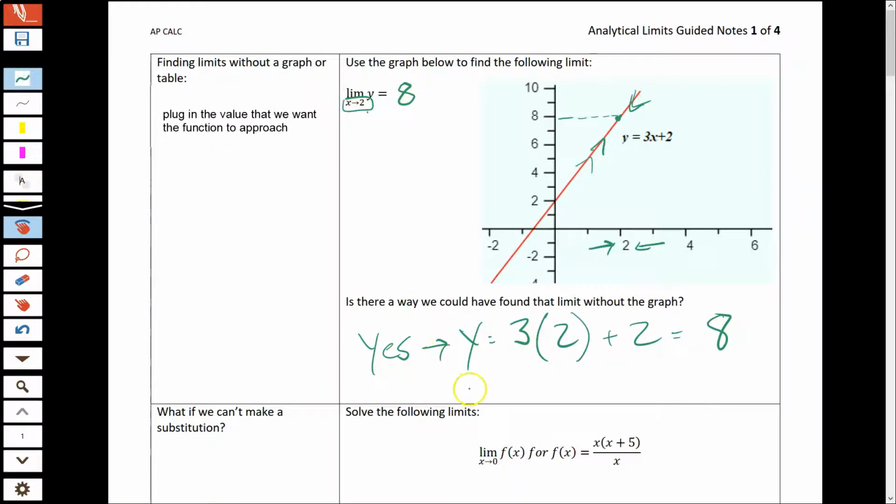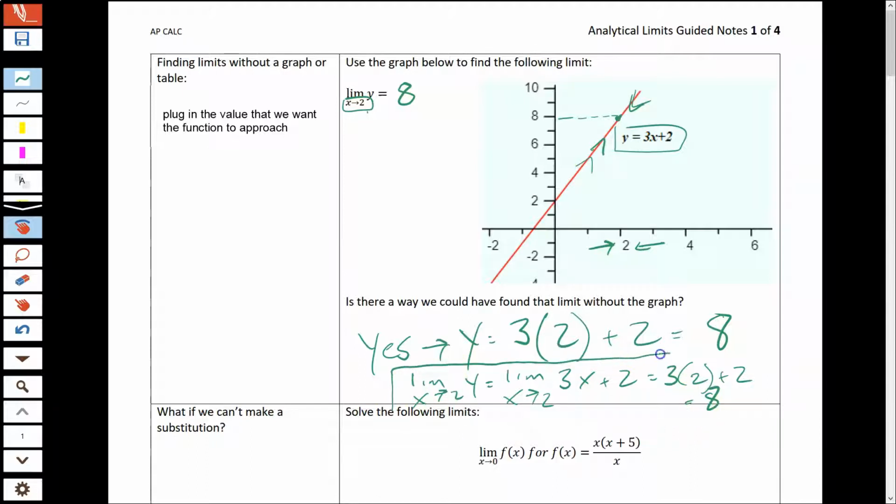Now the way this would look in limit notation, I'd say the limit as x approaches 2 of y equals the limit as x approaches 2 of 3x plus 2. I've just made a substitution here. Then that's equal to, and now I'm not going to write that limit operator anymore as I plug in this 2, 3 times 2 plus 2, which is equal to 8. Make sure you capture this. This is what your work and your good notation should look like.